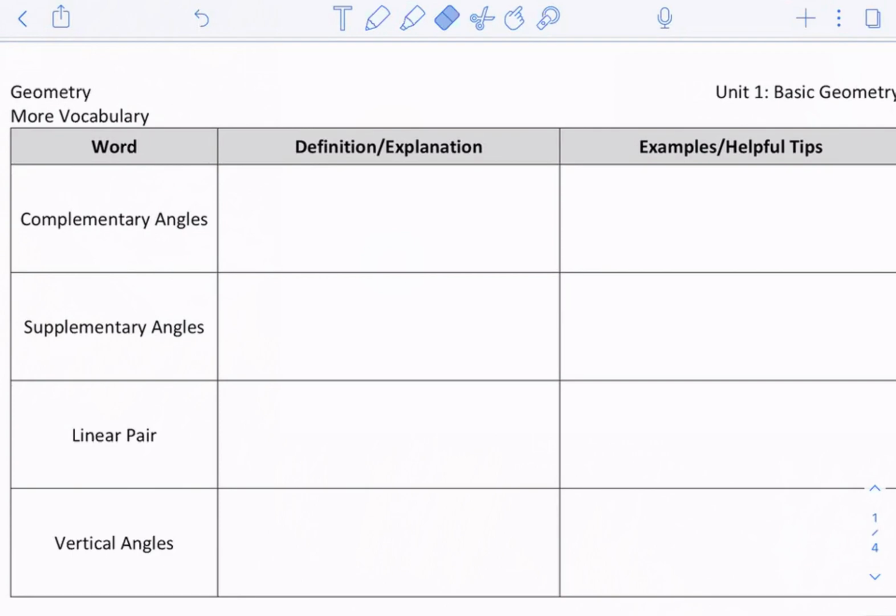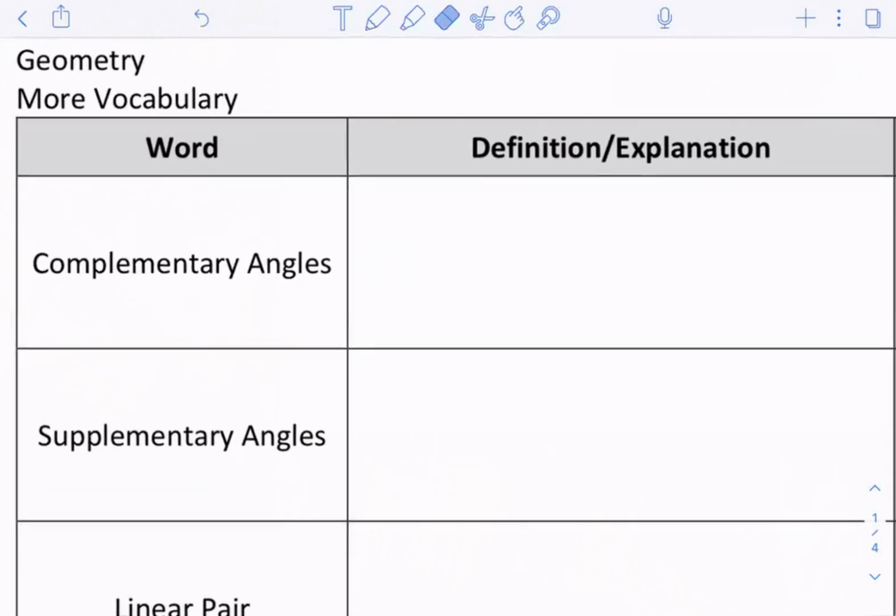Ready? Today our goal is to review some complementary angles and supplementary angles and vertical angles. Now these are pretty important words or ideas that I would really like you to recognize, especially when it comes to supplementary and vertical. That comes up very often. So let's first take a look at these complementary angles.